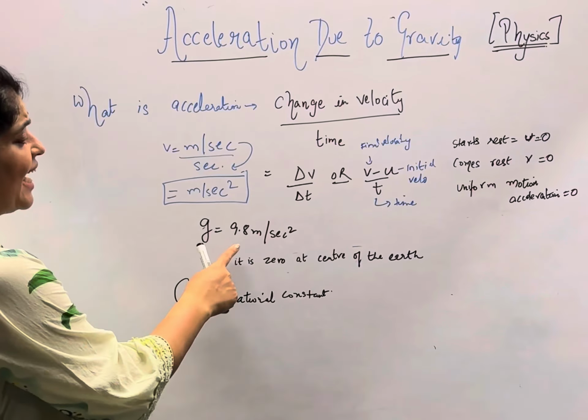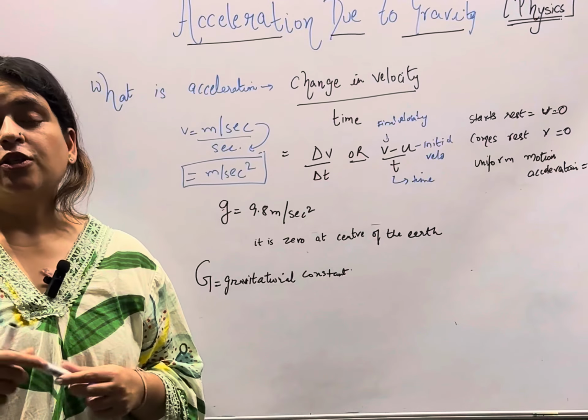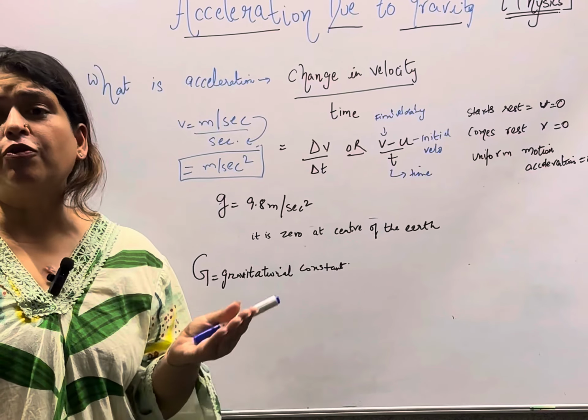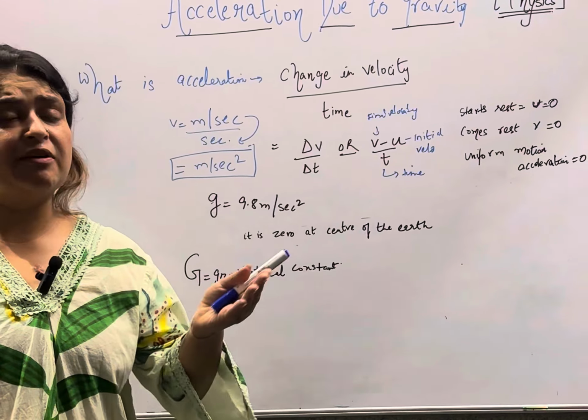But at the center of the earth, acceleration due to gravity is 0. There is no gravity at the center of the earth. And what is my capital G? It is my gravitational constant. This is generally used whenever you have two bodies and they are attracted by a force of gravitation, we use the gravitational constant there.